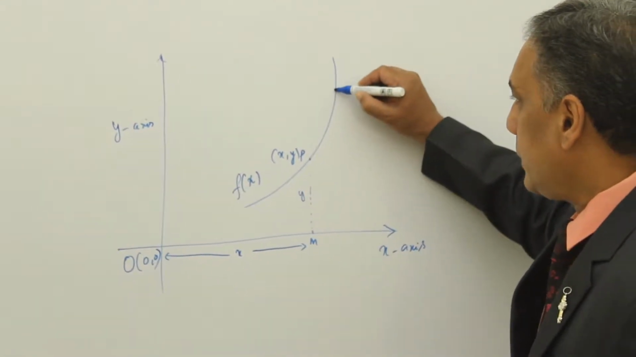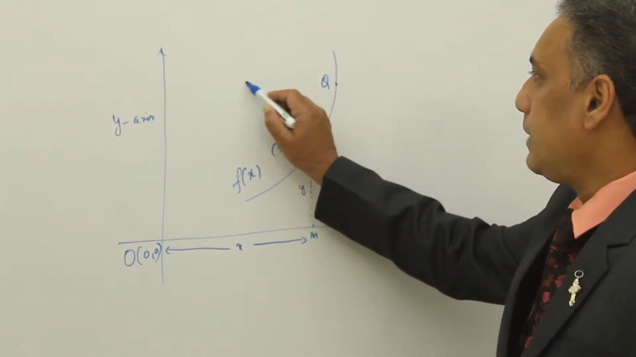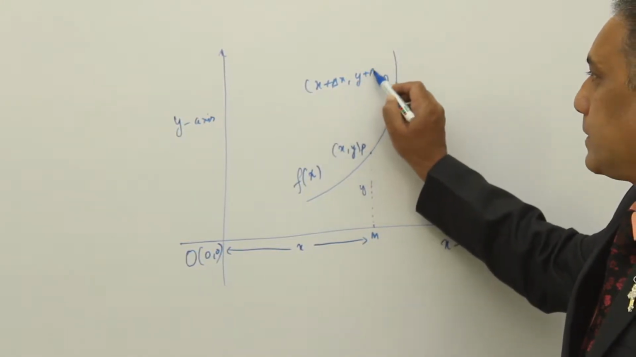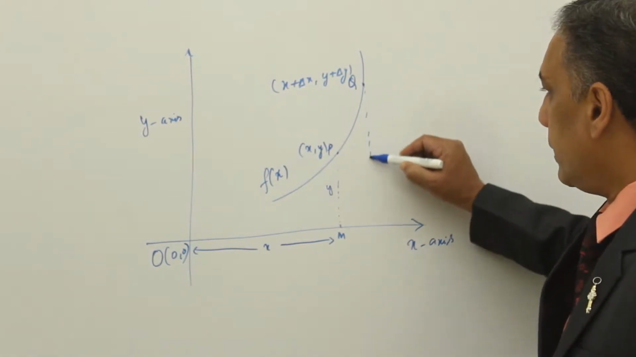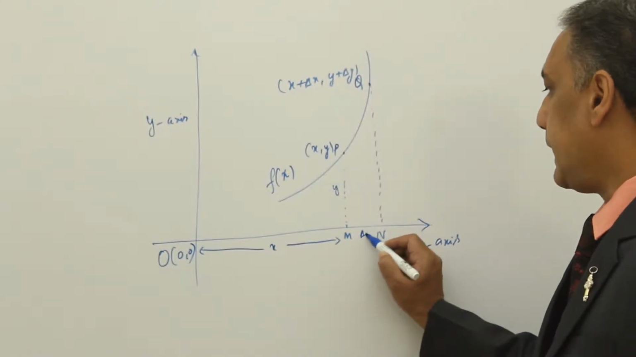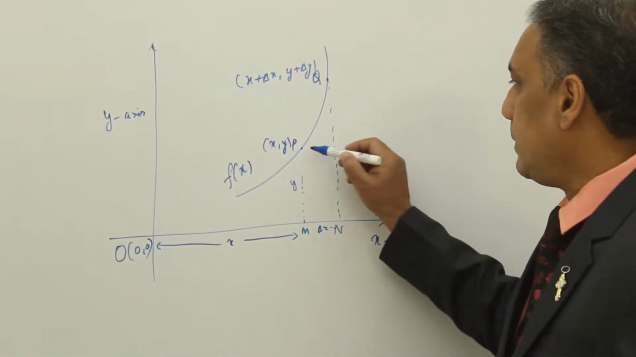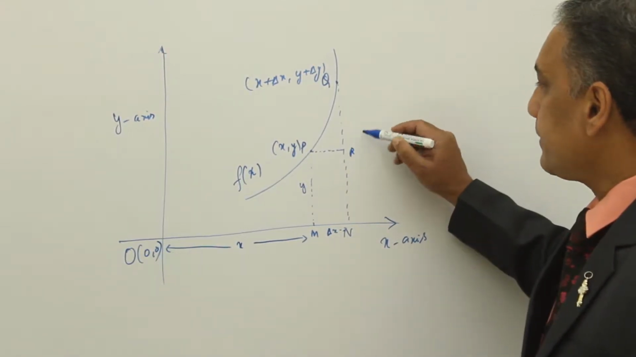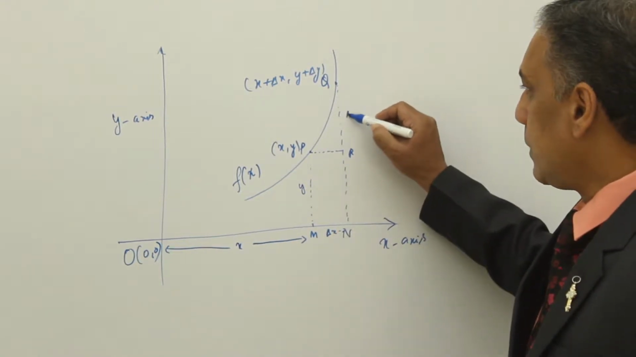Now consider another point Q. Its coordinates are x plus delta x comma y plus delta y. What it means is, if you drop a perpendicular over here to n, the small distance from m to n is delta x. Similarly, when you drop a perpendicular here, r, then this distance will be delta y.